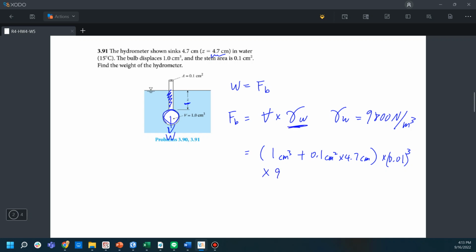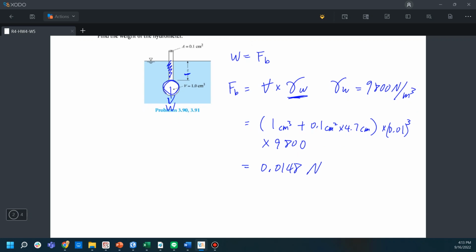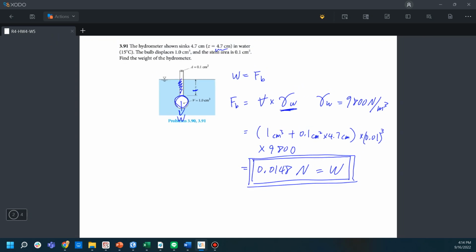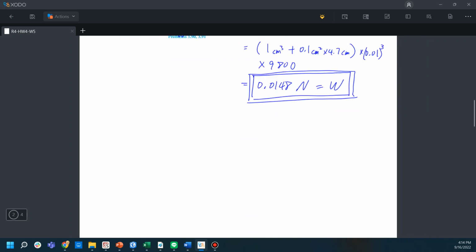Okay, then we times the gamma, 9800. Then we have that the value is equal to 0.0148 Newton, and this is equal to the weight. So we got our solution. Fairly straightforward. Okay, so let's move on to next one.